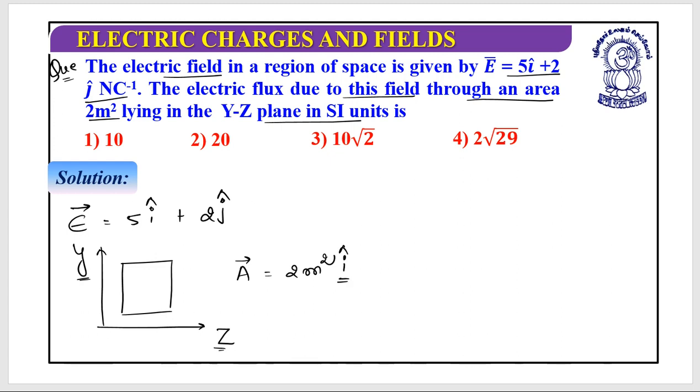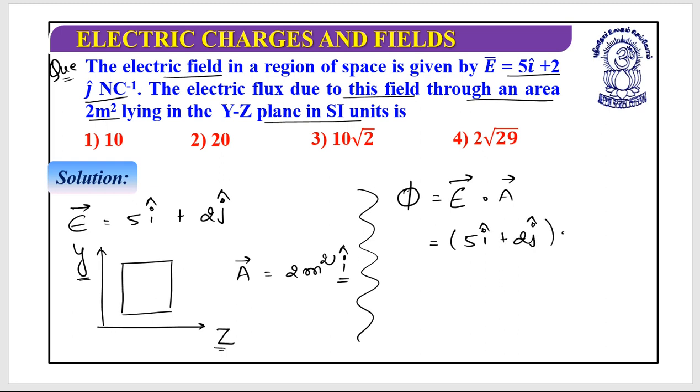We were discussing that it must be perpendicular and moving outward to the surface, so it must be in i cap. So now I want to find out the flux. Flux is equal to E dot A. It would be 5i plus 2j multiplied by, that means I'm going to have a dot product of 2i cap. So this would be 5i into 2i, it's 10, plus 2j cap multiplied by 2i cap, it's 0. So this is 10 Gauss. It would be the answer.